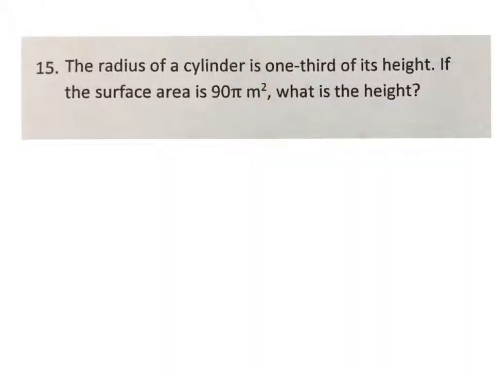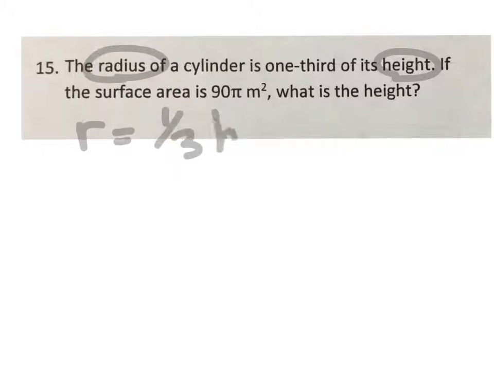So in this problem, we are told a relationship between the radius and the height. We know that the radius is 1/3 of the height of your cylinder. The surface area is 90 pi square meters. What is the height? So there's a couple ways we could attack this.